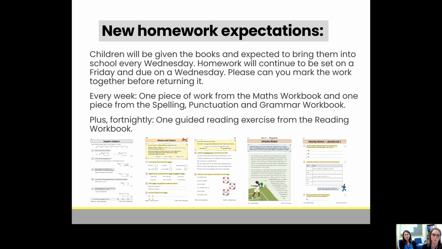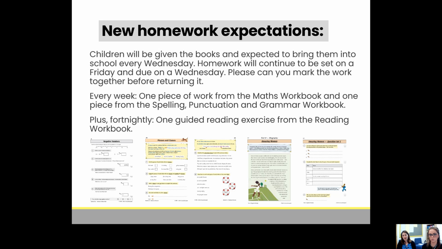On to the next slide. Okay, so they'll be given the books to keep. They'll be their books, and the expectation is that they will be available to be bringing into school weekly. So we set the work for them on a Friday, as we do currently, and we'll expect the books to be returned every Wednesday. Okay, and obviously it's really important that you're able to help with that and support the children to make sure they're in their book bags and they're in their bags ready for the Wednesday.